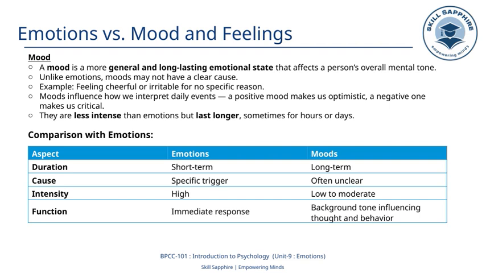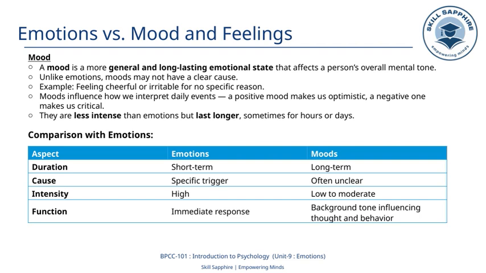Moods shape how we interpret daily events. When we're in a positive mood, we're more optimistic, and when we're in a negative mood, we tend to be more critical. They tend to be less intense than emotions, but can last much longer, sometimes for hours or even days. To clarify further, let's look at the differences in a table.